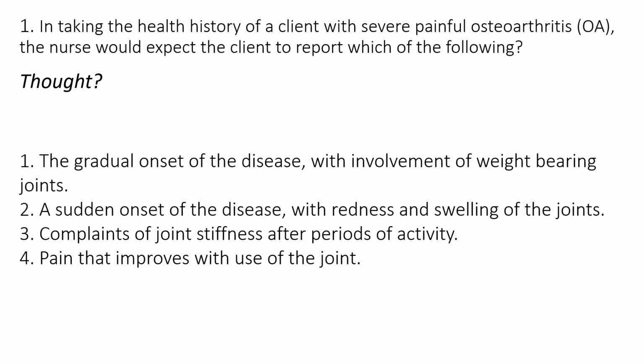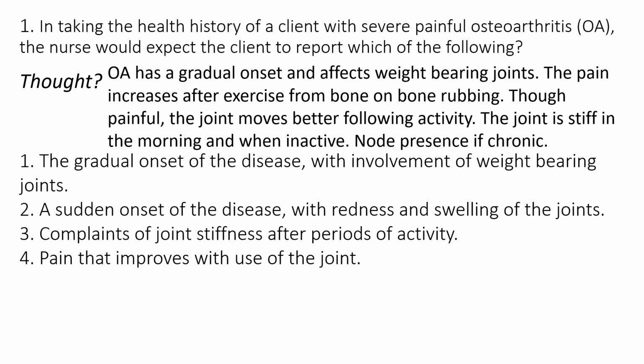In the question, pay attention to what type of arthritis they're talking about, because there are some other types too, rheumatoid and septic. And so what we would expect with osteoarthritis: the cartilage is degenerating, and so that would be gradual. It usually happens to those weight-bearing joints, the knees, the hips. It can also happen with the joints that get overused, like the fingers. There is a genetic component to it. The pain increases with use because the bone on bone, that rubbing really hurts.